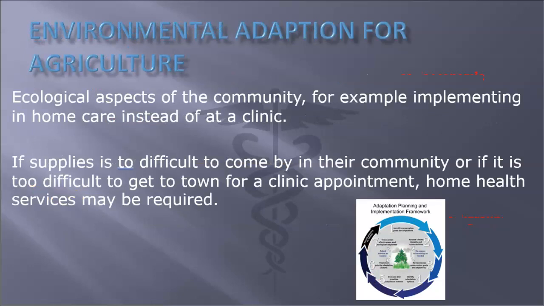Environmental adaptations, ecological aspects of the community. For example, implementing home care instead of at a clinic if it's too hard for them to get to the clinic. If they just live too far out, sometimes that in-home care can be more beneficial. Sometimes those supplies might be difficult to come by for their income reasons or because of accessibility. Home health services may be beneficial in that instance as well.